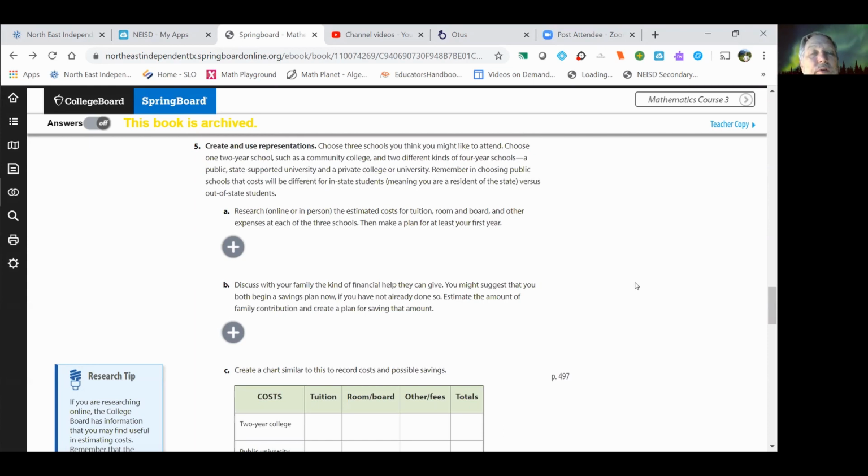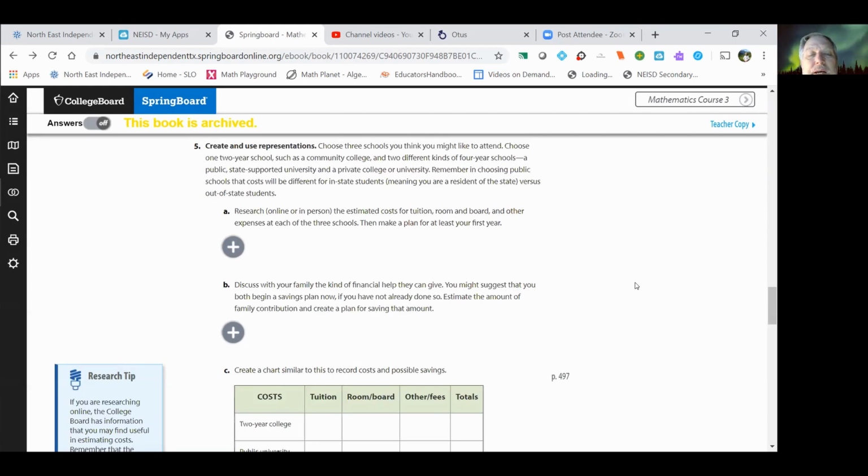Remember, choosing public schools, the cost will be different for in-state students versus out-of-state students. So if you pick a Texas school, you'll pay the in-state rate. If you pick something like UCLA in California, you would have to pay the out-of-state rate. You're going to research, going online or in person, the estimated cost for tuition, room, and board, and other expenses at each of these 3 schools, and then make a plan for at least the first year.